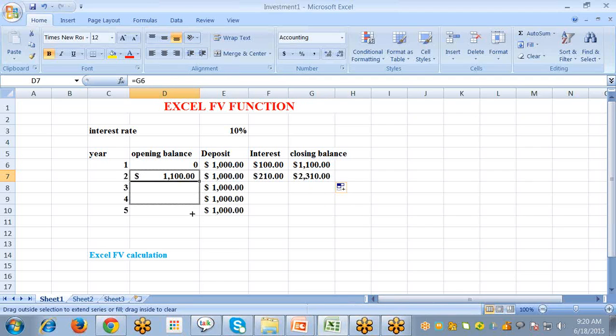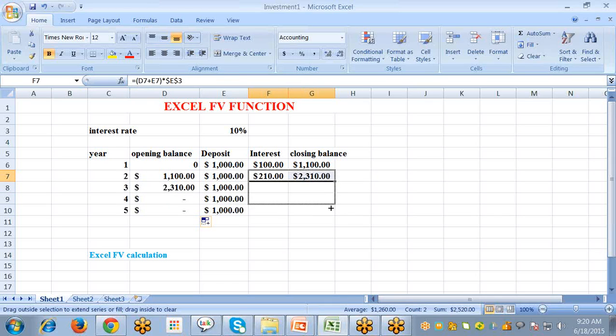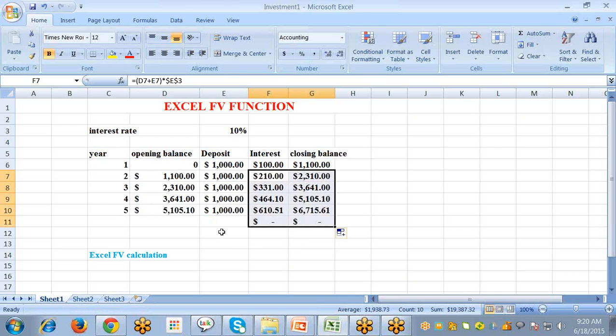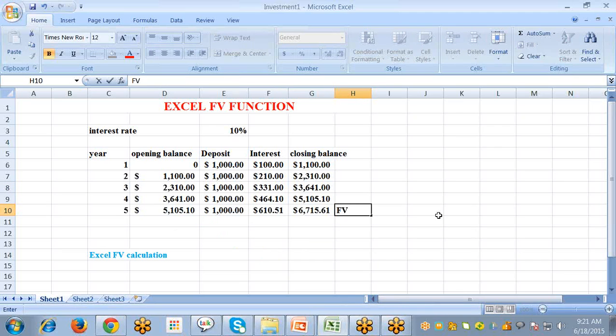For the third year, the closing balance of the second year will be the opening balance for the third year, and just copy paste this formula for all the years, so you will get this value, and this is the FV value for 5 years.